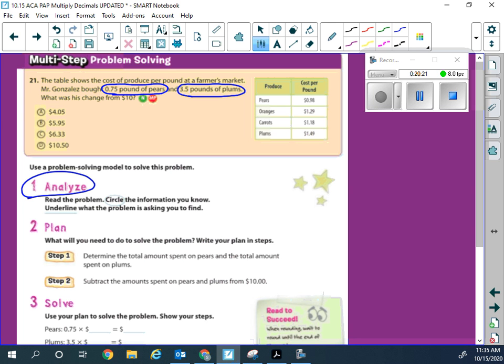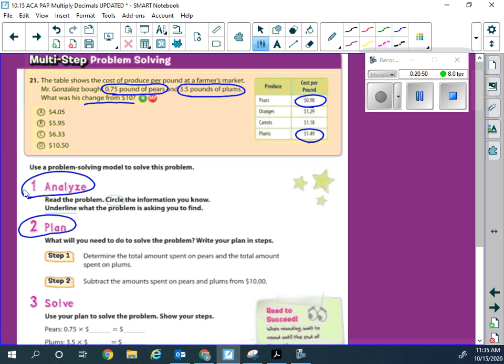Yeah, from the chart, guys. I need to know that pears cost 98 cents per pound, and we also need to know that plums cost $1.49 per pound, right? Okay? And then it says to underline what the problem is asking you to find. What was his change from $10? Okay? So now we've analyzed it, meaning I hope we have an understanding of what we're looking for. Now step 2, we want to make a plan.